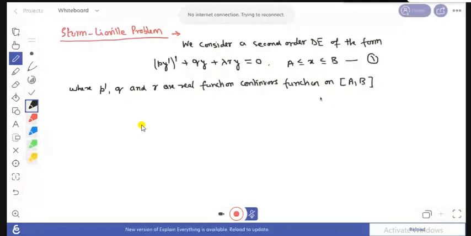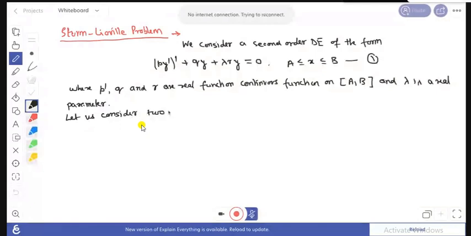Okay, so what is your lambda? Your lambda is basically a real parameter. So here lambda is a real parameter.